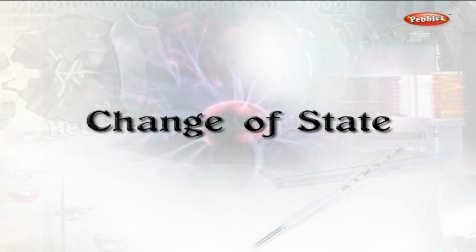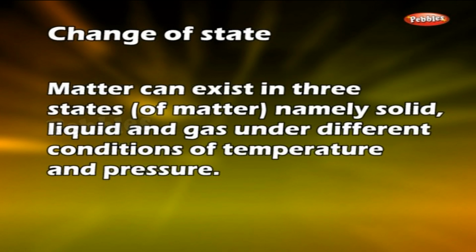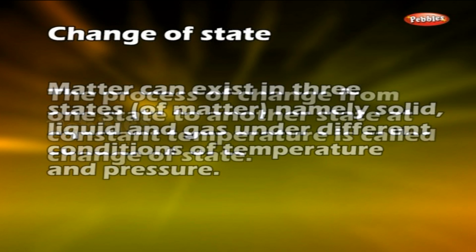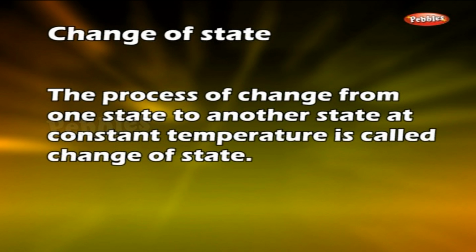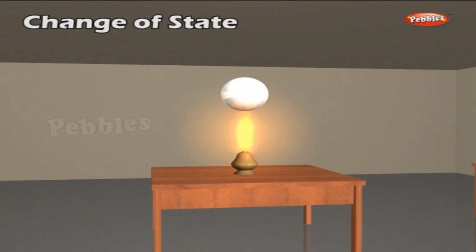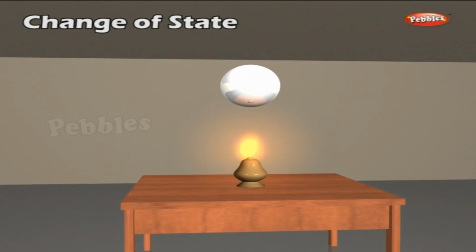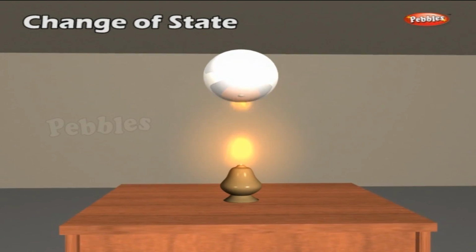Change of state. Matter can exist in 3 states of matter, namely solid, liquid, and gas, under different conditions of temperature and pressure. The process of change from one state to another state at constant temperature is called change of state. This change of state takes place either by heating or cooling.